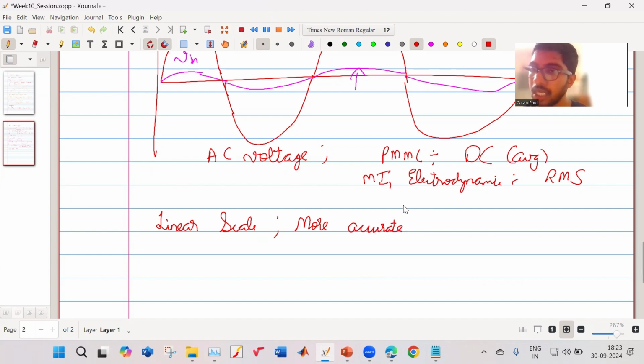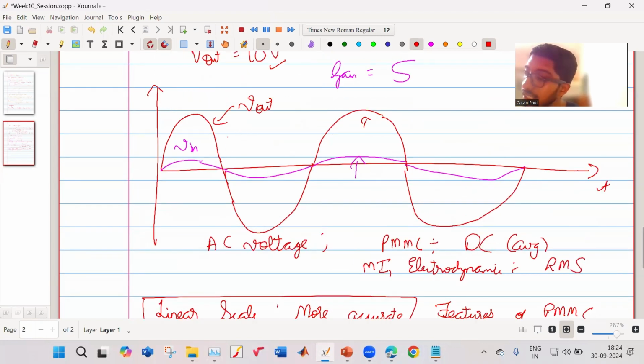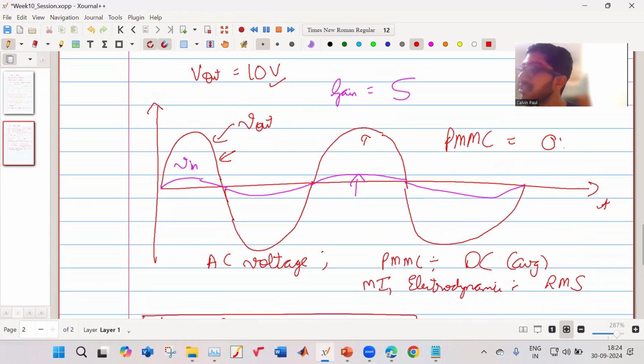So now I want to use these features of my PMMC instrument and I want to measure AC voltage. So what should I do then? Because if I give this signal, my PMMC instrument, which finds the average value, will give me 0 volt. Okay, it will show 0 volt. Then what should I do then?